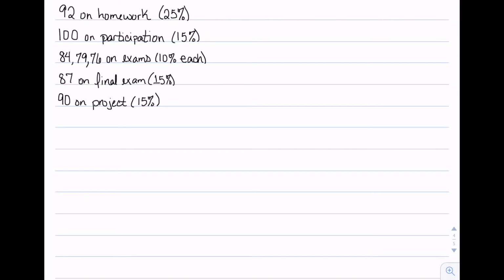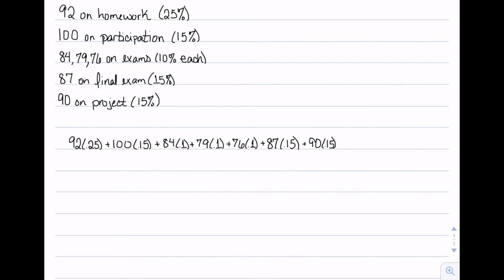So the first step is to multiply each data value by its weight. So we'll do 92 times 0.25. We then add in the 100 times its weight, 0.15. Next, we'll multiply each of our exams by 0.1. Our final exam, the 87, by 0.15. And finally, we have a 90 on the project, so we'll multiply 90 times 0.15.